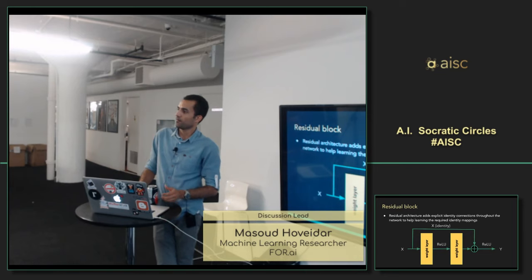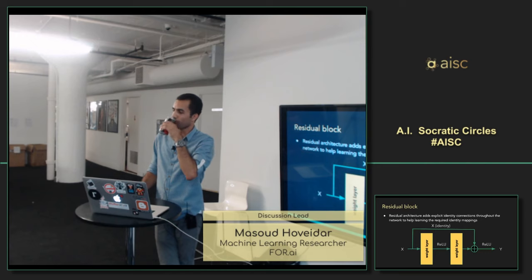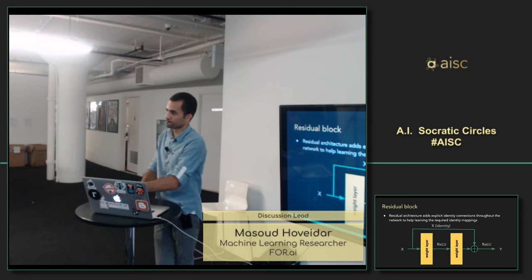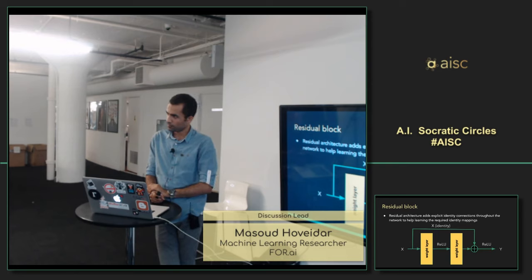So, just a follow-up on the statement from Amber, saying that F(x) is just small corrections to the X value. What if F(x) is actually a large value, like it's not a small correction? Could it be a possibility that F(x) learns more and more?